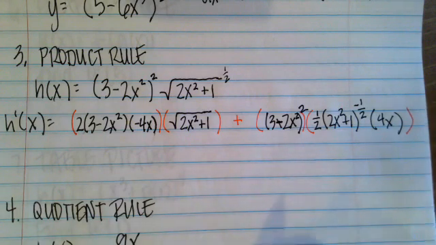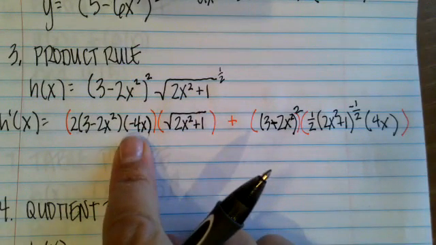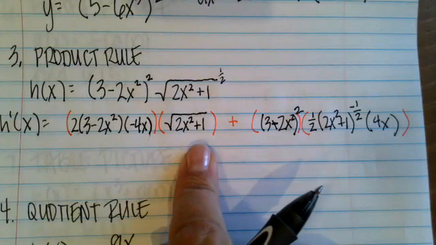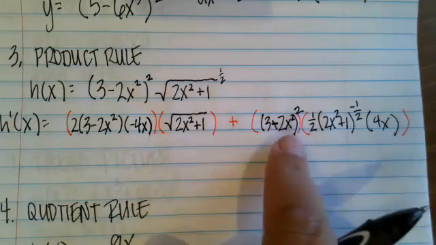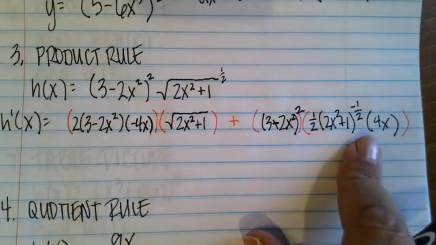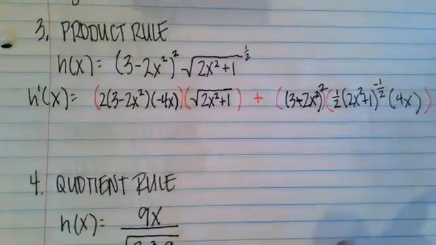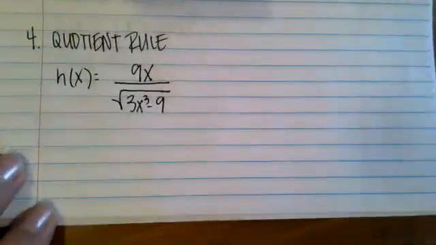Okay, so just check it. Derivative of the first, yes, times the second one the way that it is, yes. First one the way that it is, yes. And derivative of the second one, yes. Okay, I just checked my work. It's beautiful. Okay, then we're going to do the same exact thing with the quotient rule.